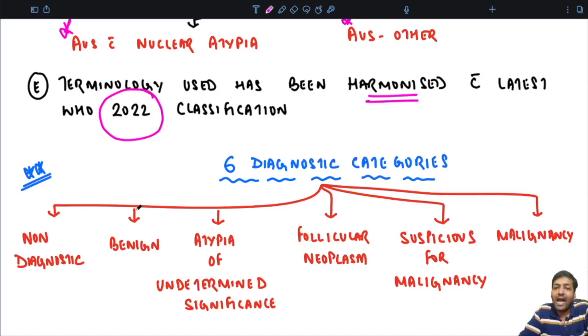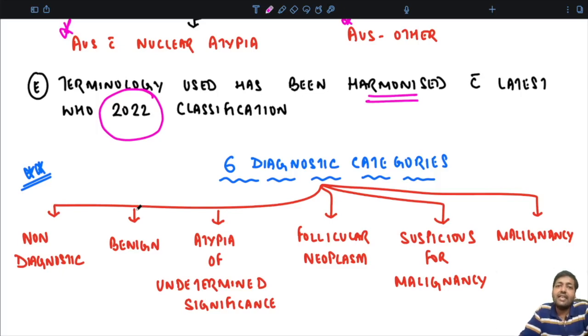Having said that, it is not that I am not going to discuss the detailed criteria. I am going to provide a separate PDF for the criteria, and those criteria are mainly important not for your residency, but rather for the practicing histopathologist or the practicing cytologist.